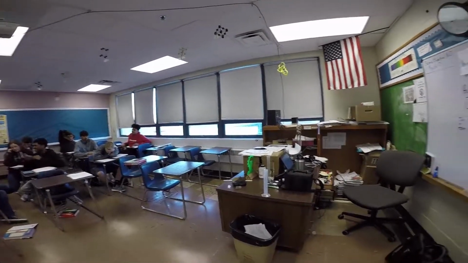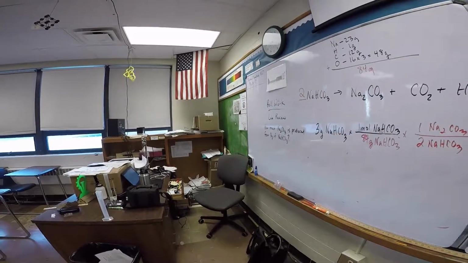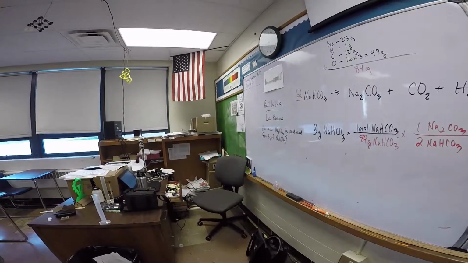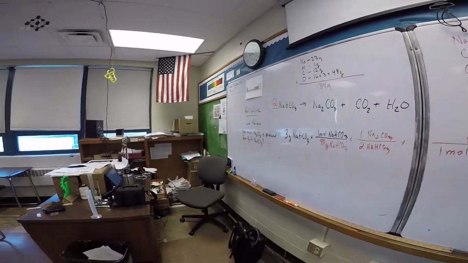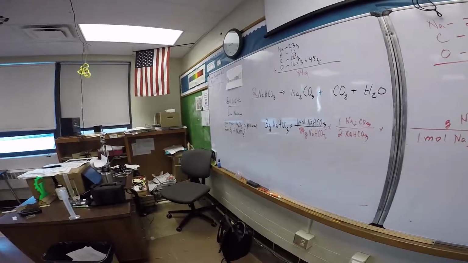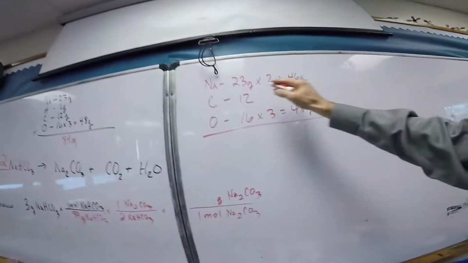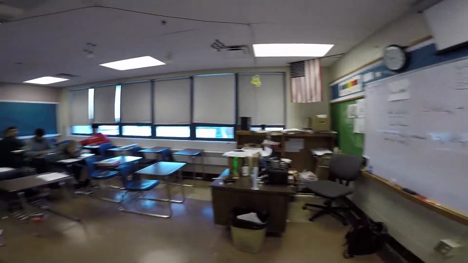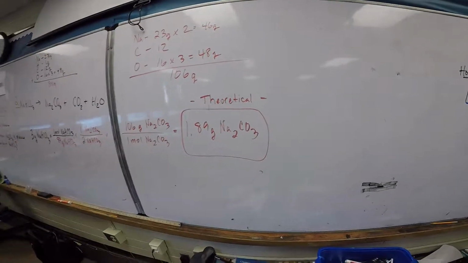So we've got to take our Na, we've got 2 of them, times 2, right? Then we have the carbon, which is 12. And we have the oxygen, which is 16 times 3, which is what? 48. And what's 23 times 2? 46. So we need to add these 3 together. 46, 12, and 48 equals 106. So we're going to put that right there. Done the math, got a theoretical.